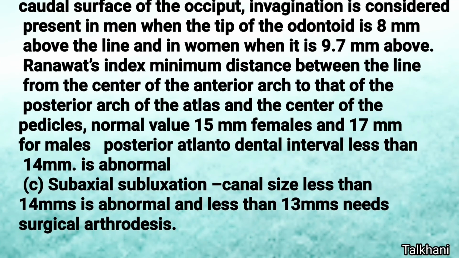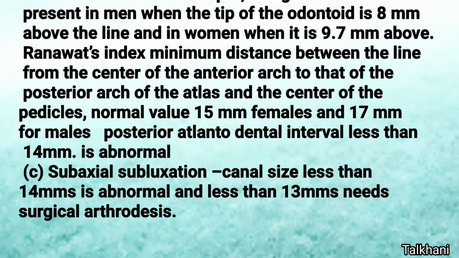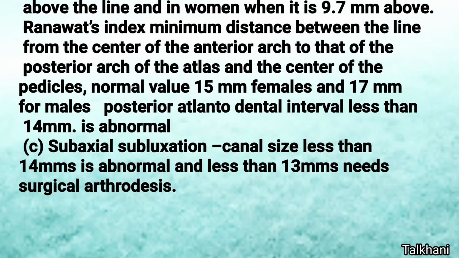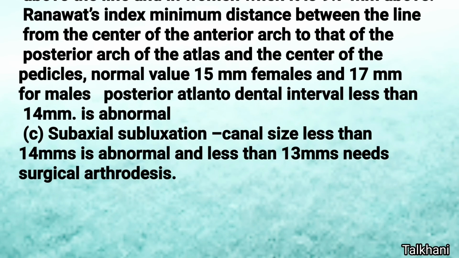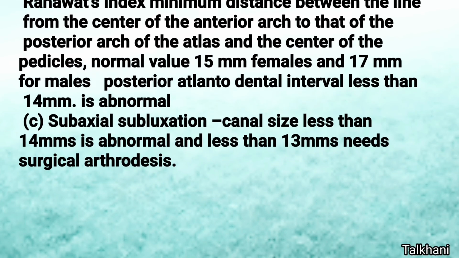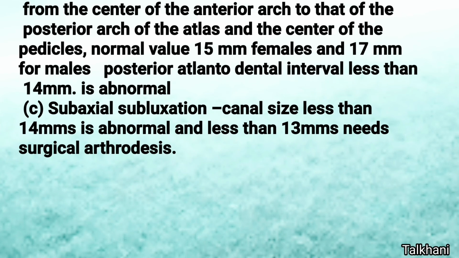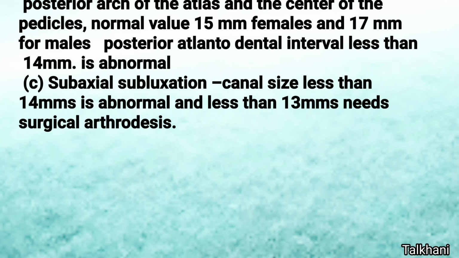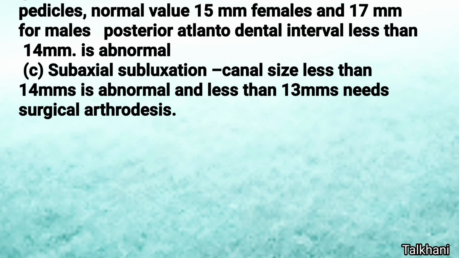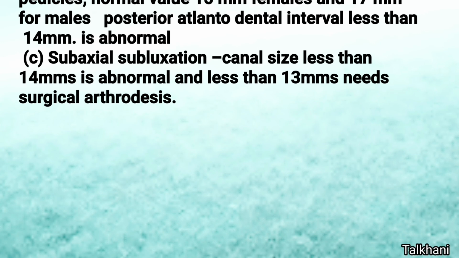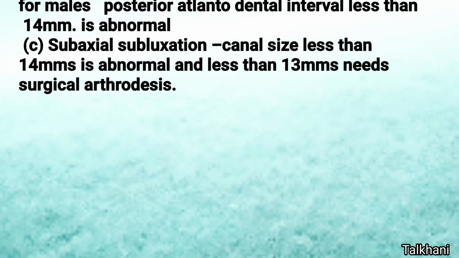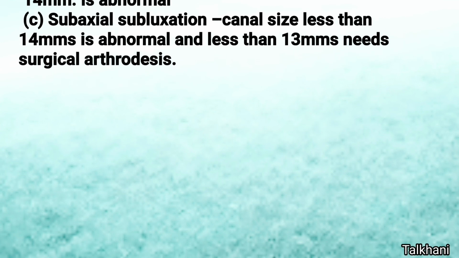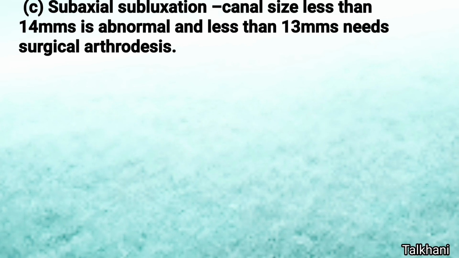Ranawat's index is the minimum distance between the line from the center of the anterior arch to that of the posterior arch of the atlas and the center of the pedicles. Normal values: 15 millimeters in females and 17 millimeters in males. Posterior atlanto-dens interval less than 14 millimeters is abnormal. Number 3, subaxial subluxation. Canal size less than 14 millimeters is abnormal, and less than 13 millimeters needs surgical arthrodesis.